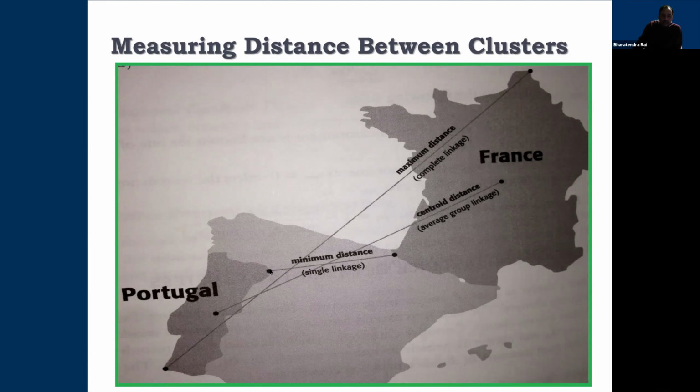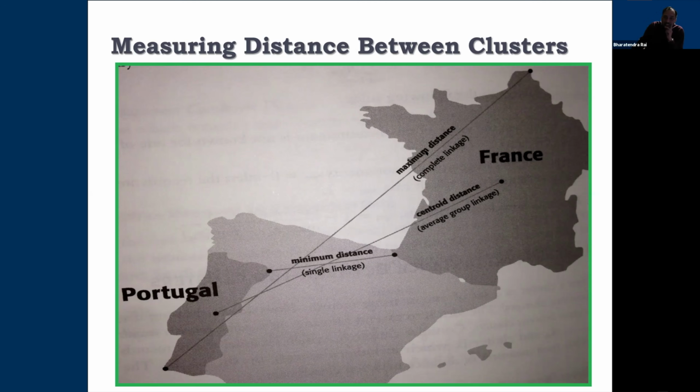This is the point in Portugal and this is the point in France. And then you measure the distance between these two points. So that's one way. It's called minimum distance or single linkage. Similarly, you can do extreme points. Go to the farthest point in France and Portugal and measure that length.